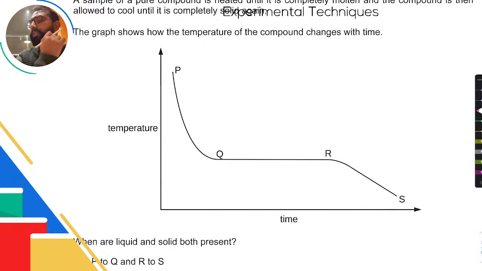All right, a sample of pure substance is heated until it is completely molten. Okay, so it melts, and the compound is then allowed to cool until it is completely solid again.